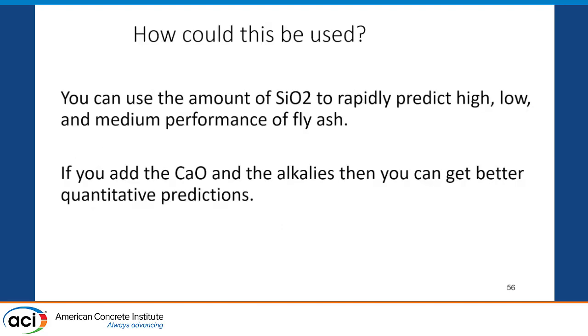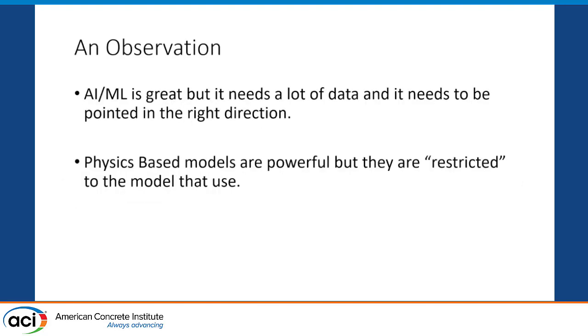So in general, how can this be used? Well, this amount of SiO2 is something you probably won't forget if you're a fly ash person, and you're going to try to use this in your life. That's powerful. And if you add calcium oxide and the alkalis, you can get better qualitative predictions. And so, ladies and gentlemen, I just showed you that a physics-based model outperformed a machine learning model. I think that's a cool observation and something to think about.